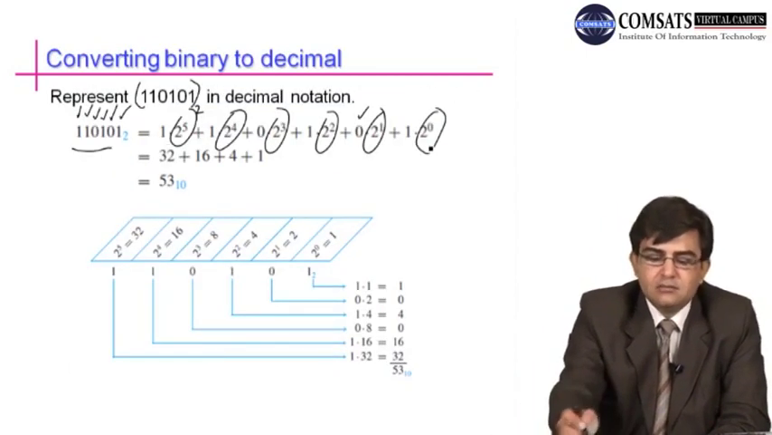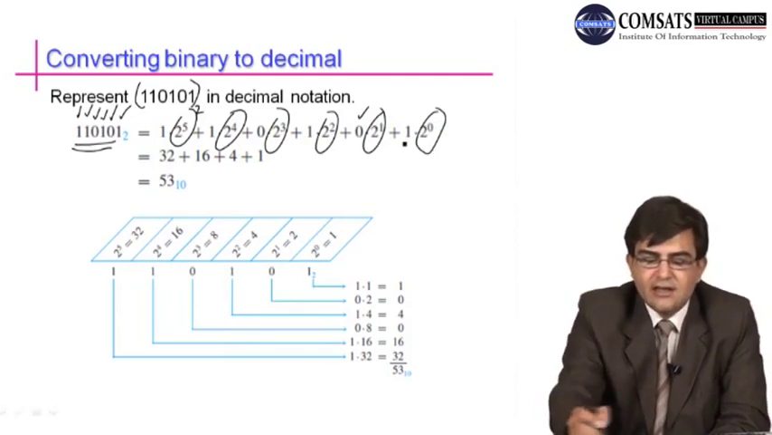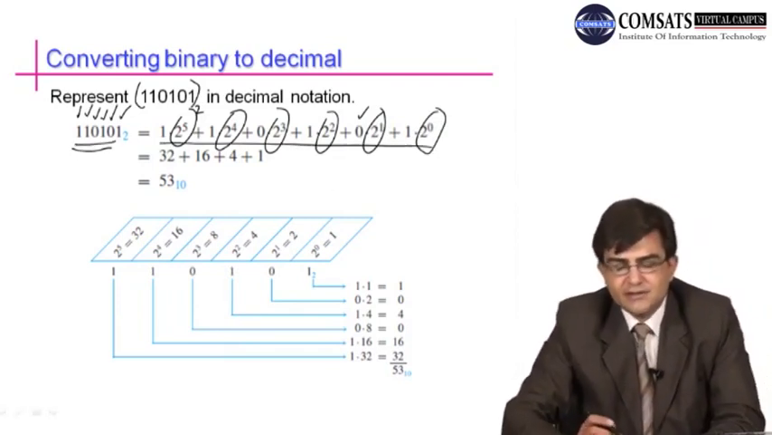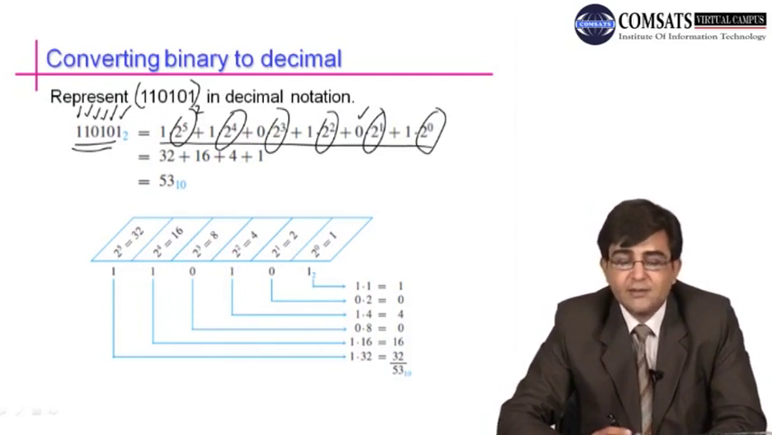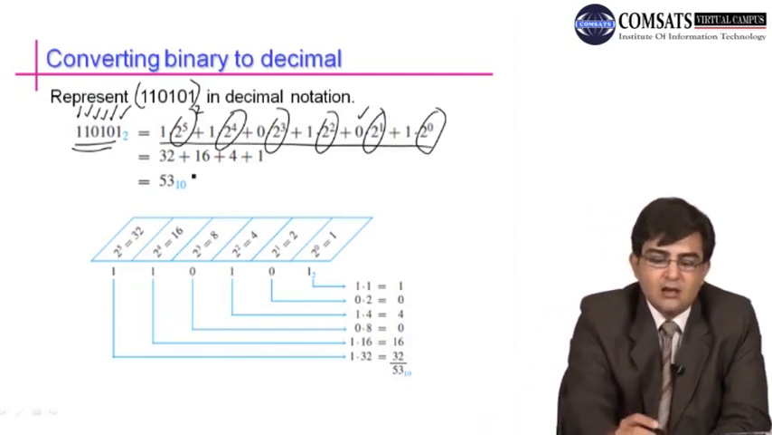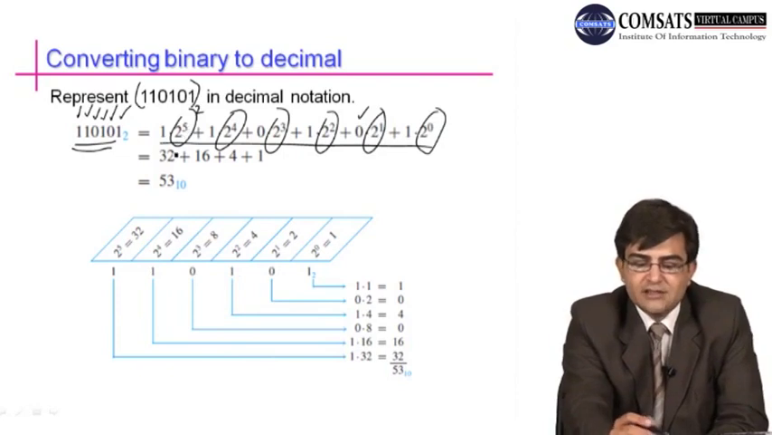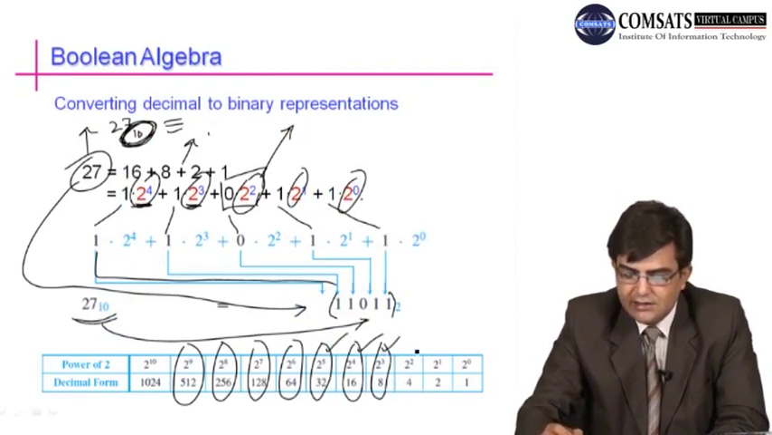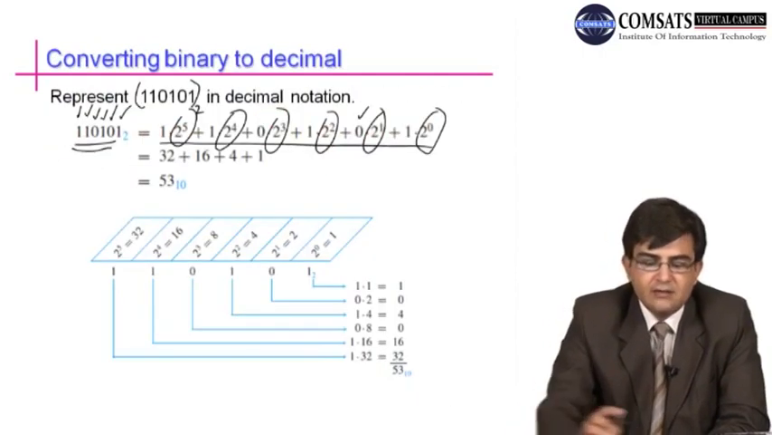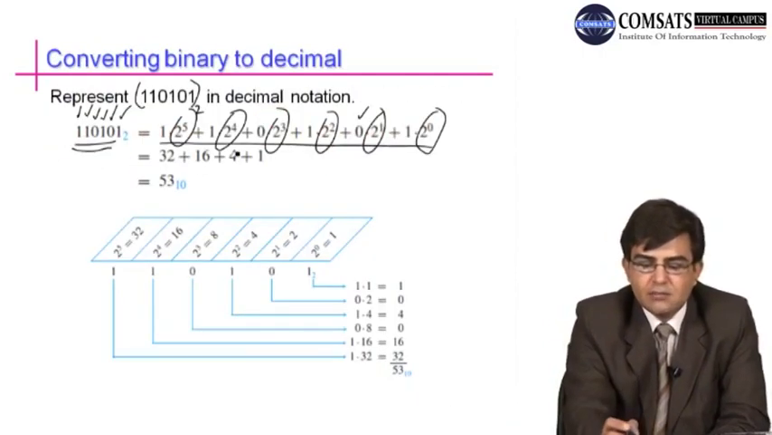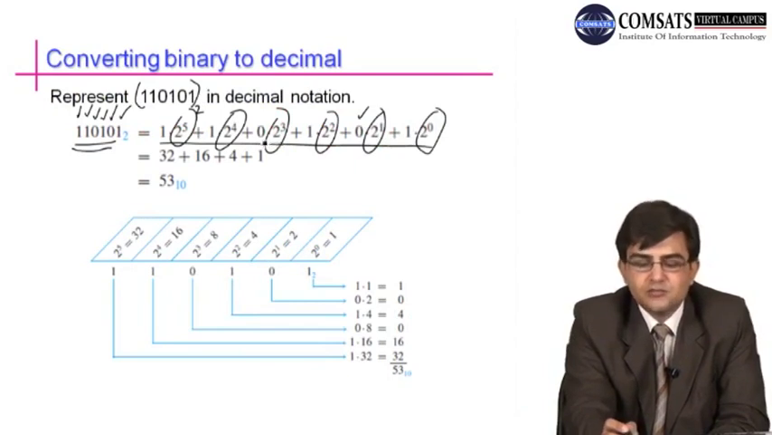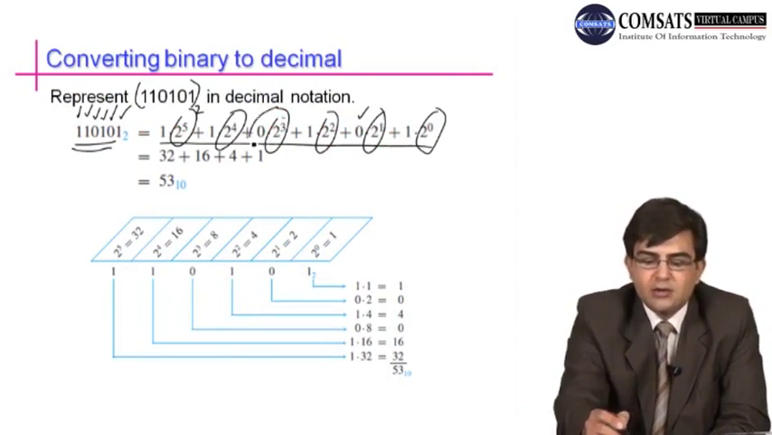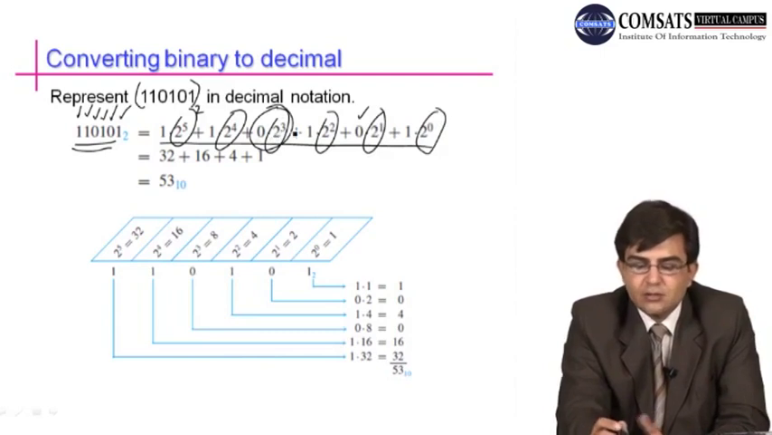once you have written this expression like this, then just simplify this expression as you simplify the expressions in decimal representation. 1 into 2 power 5, 2 power 5 is 32. I have given you this table. 2 power 5 is 32, 2 power 4 is 16, 8, 4, 2, 1. So we use this table here and we write 32, 16, but here we have 0, so we don't write it because it is 0 into 8 is 0.